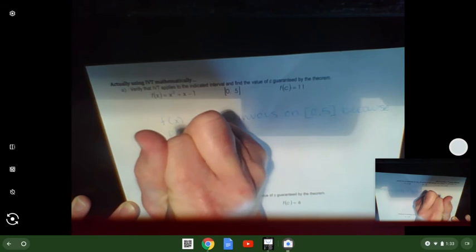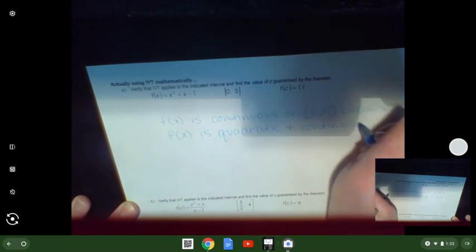Sorry, it takes me a while to write here. f of x is continuous on the interval from 0 to 5 because f of x is a quadratic polynomial, and quadratics are continuous everywhere. All quadratics, all polynomials actually, are continuous within their entire domain.